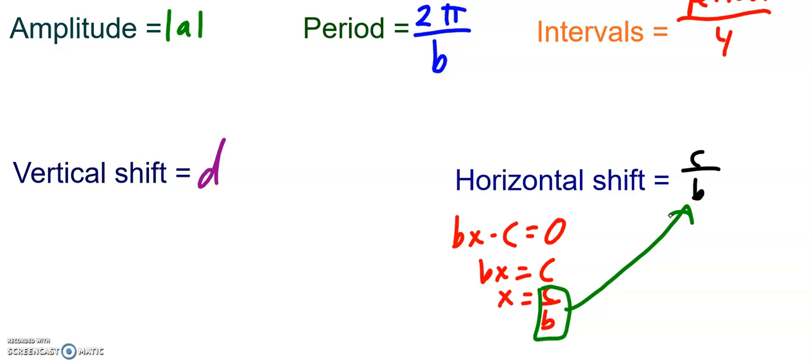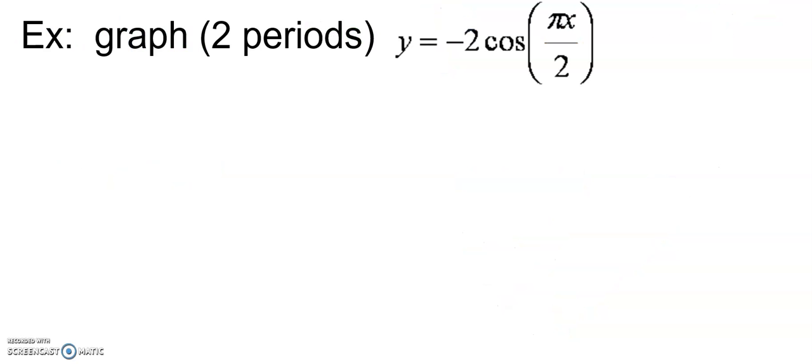To graph a cosine curve, we're going to follow the exact same steps we did for the sine curve. The only difference is what the actual shape is going to look like. So if I have this equation, I'm going to go ahead and find my information. So I know my amplitude is 2. The negative is going to affect the graph.